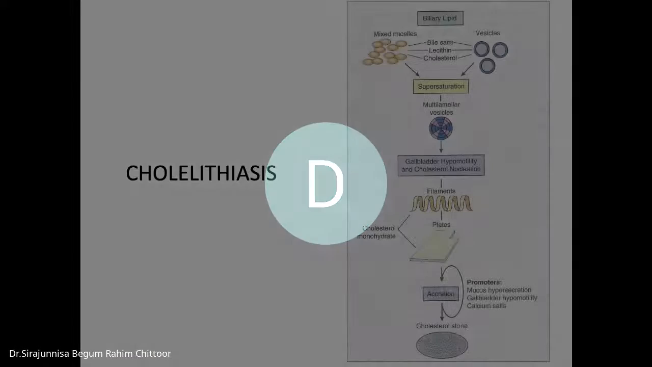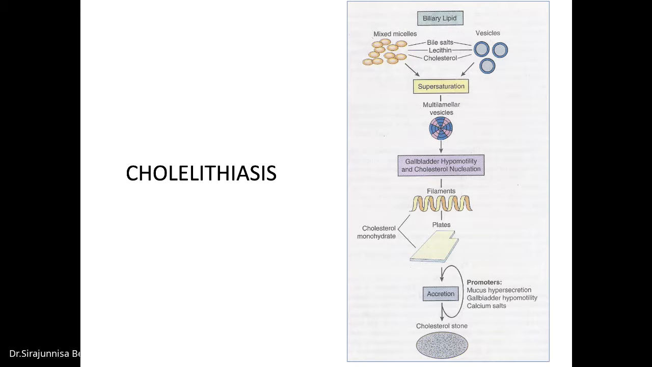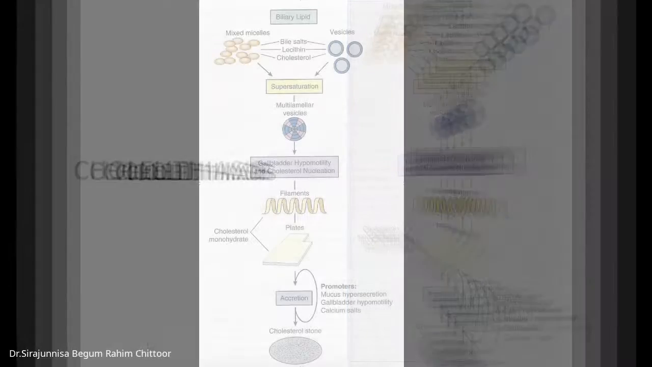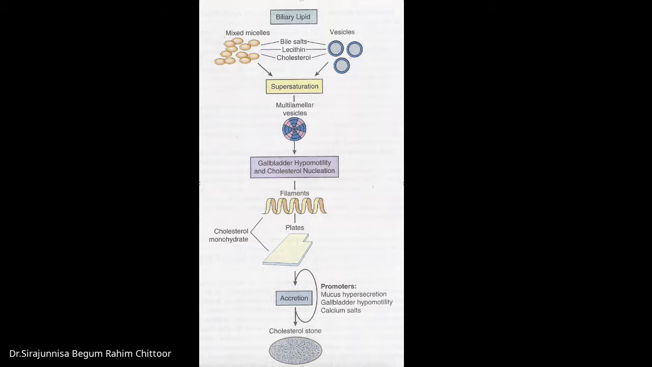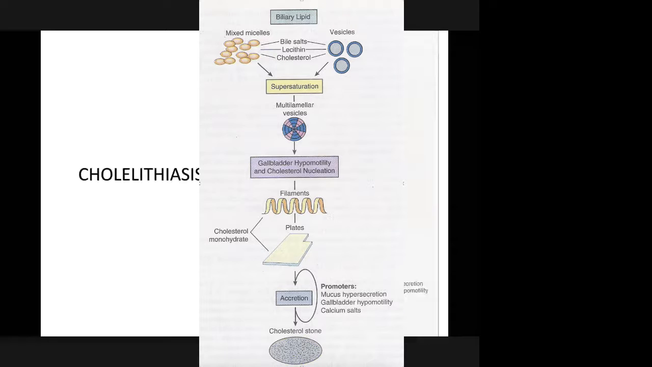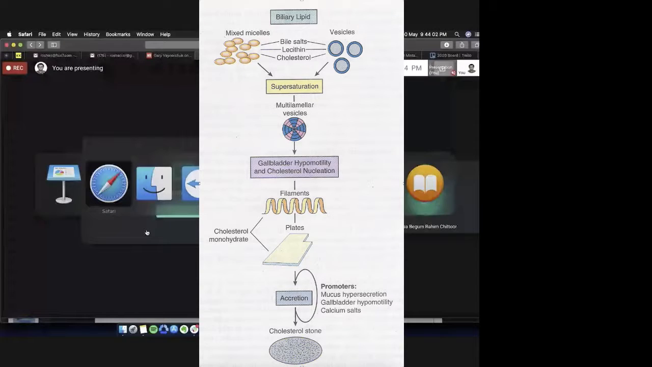Next slide. Now the topic is cholelithiasis, the gallbladder stones. 95% of hepatobiliary tree diseases are attributable to gallbladder stones, otherwise known as cholelithiasis. 10 to 20% of the adult population in developed countries are affected by gallstones. Among these, 90% of the gallbladder stones are cholesterol stones.